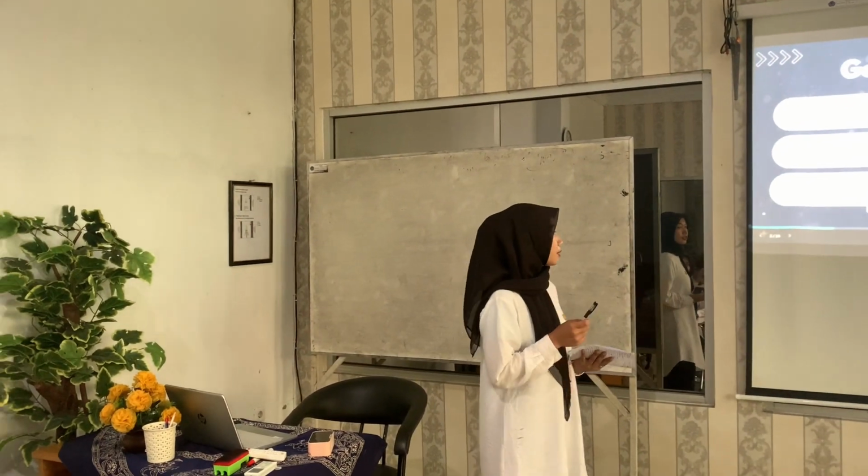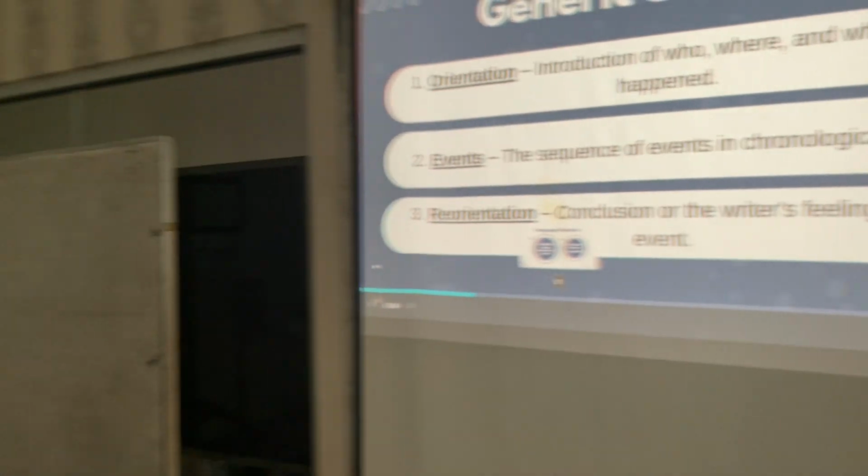And the last is about the reorientation. Gives a closing or a personal comment about the story. For example, it was a great trip and I really enjoyed it.